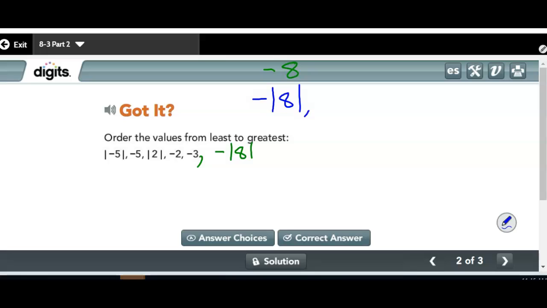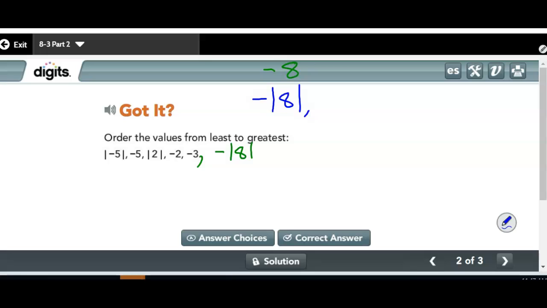What's the next number? Smallest number. Mark. -6. Oh, we're on the second one. You're on the second one. We're doing the one. Okay, what is the absolute value of -5? Colin? 5. 5 is not going to go there.